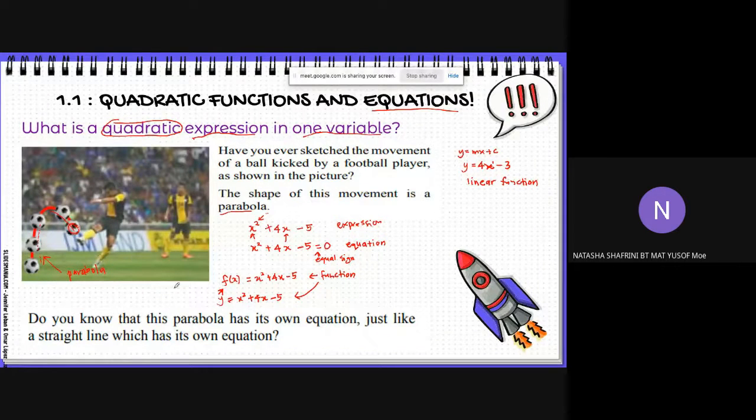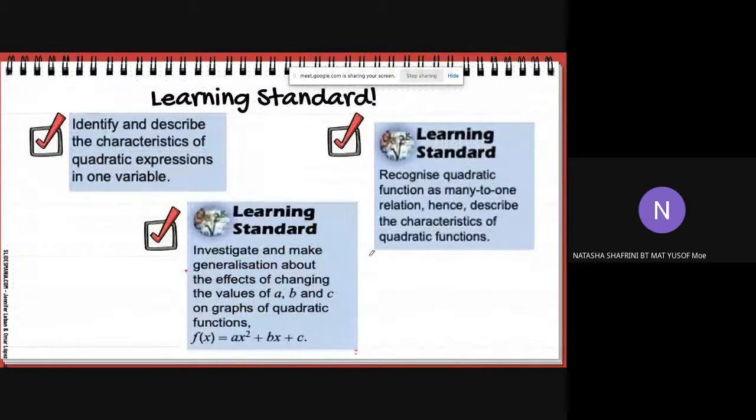Okay, so parabola shape, do you know that this parabola has its own equation just like a straight line which has its own equation. Okay, apa-apa garisan, kalau you ada one straight line macam ni ke, dia ada dia punya persamaan sendiri. Its own equation. Okay, same as this straight line, ini straight line. Okay, same as this straight line, the curve of parabola you can represented by using the equation, one equation.